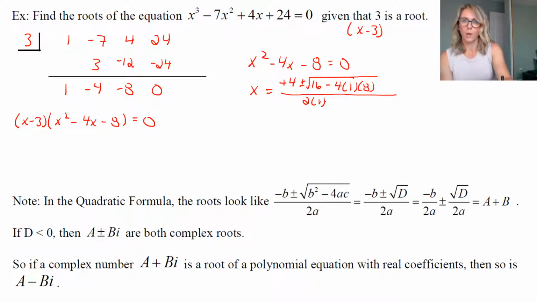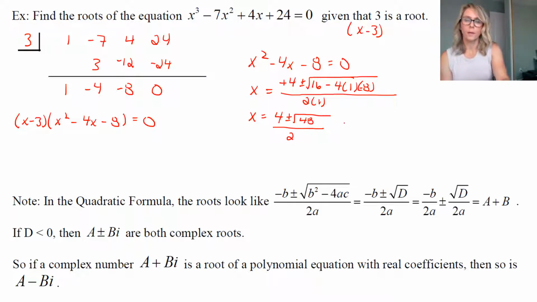Then I'm going to keep going. Oh, and c was a negative 8, not a positive 8. So negative 8. Continuing to go, I'm going to have 4 plus or minus. It looks like I'll have 16 plus 32, which will give me a 48 divided by 2. And then I think, oh, maybe I can simplify.